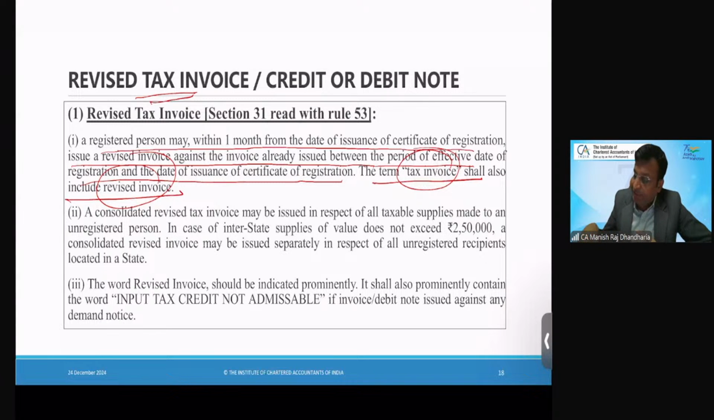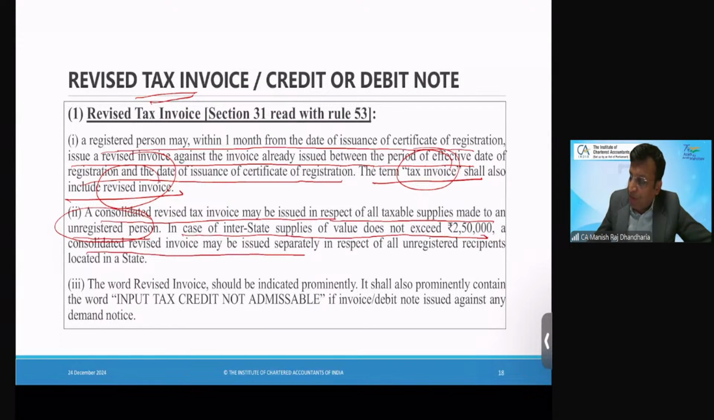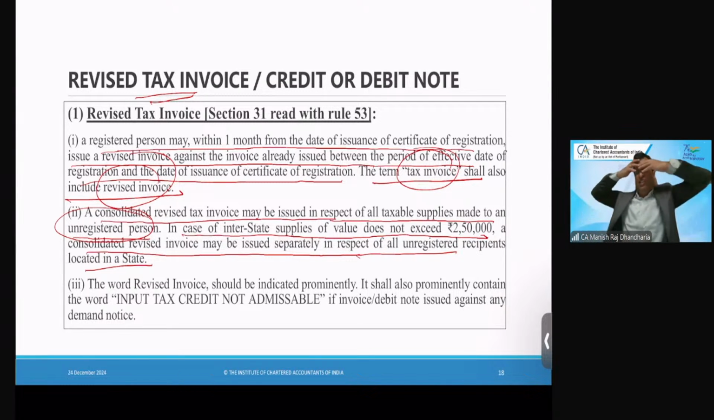Okay. Next, a consolidated revised tax invoice in respect of all taxable supplies made to unregistered person. एक consolidated बना सकते हैं. Condition क्या है? Unregistered person होना चाहिए. In case of interest rate supply of value does not exceed 2.5 lakh. If value is within 2,50,000, consolidated revised invoice may be issued separately in respect of all unregistered recipients located in a state. अगर 2.5 लाख के अंदर है, we can issue consolidated revised invoice. Okay.